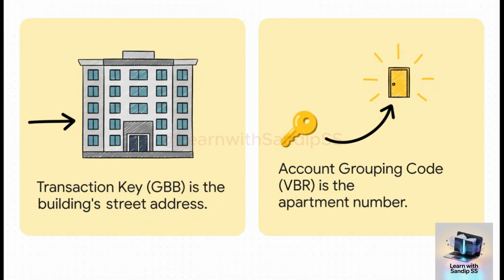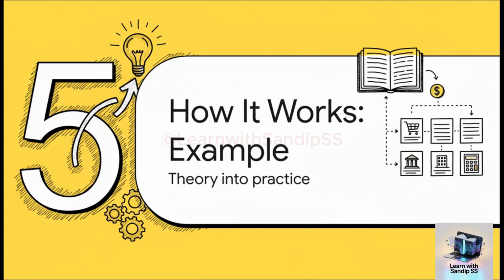I love this analogy because it just makes so much sense. Think of it like this. The transaction key, GBB, it's like the main street address. It gets the financial posting to the right building. But the account grouping code, that's the specific apartment number. It tells the system exactly which door to knock on. Simple as that. All right, enough theory.